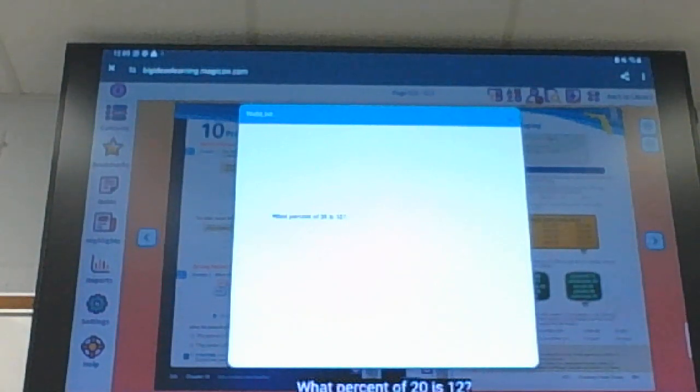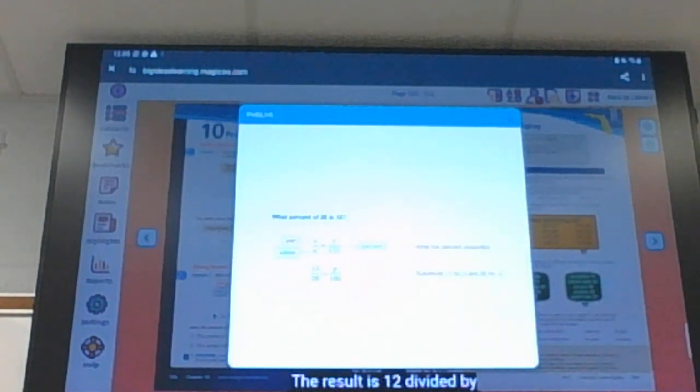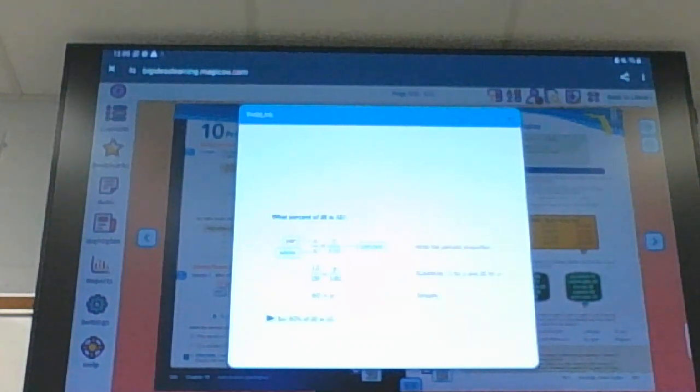What percent of 20 is 12? Write the percent proportion. A divided by W equals P divided by 100. A is the part. W is the whole. P is the percent divided by 100. Substitute 12 for A and 20 for W. The result is 12 divided by 20 equals P divided by 100. Simplify, the result is 60 equals P. So 60% of 20 is 12.